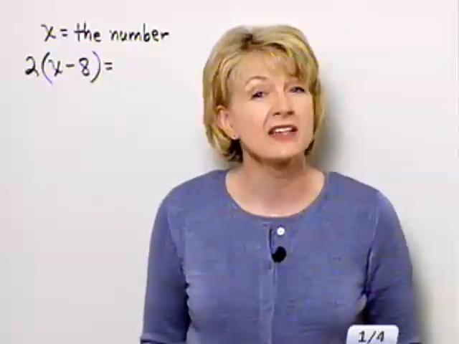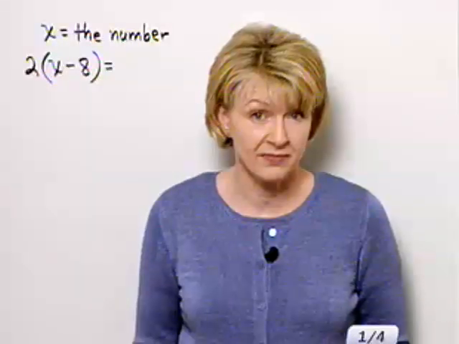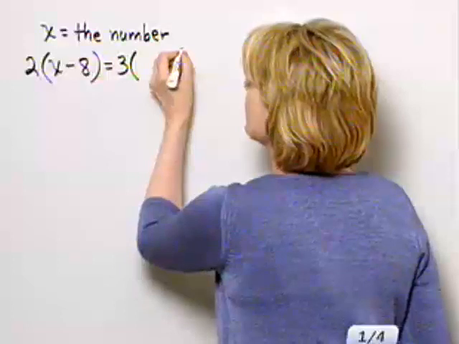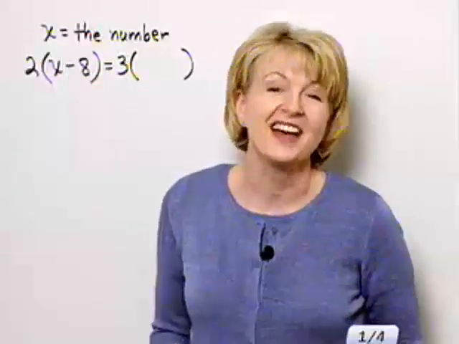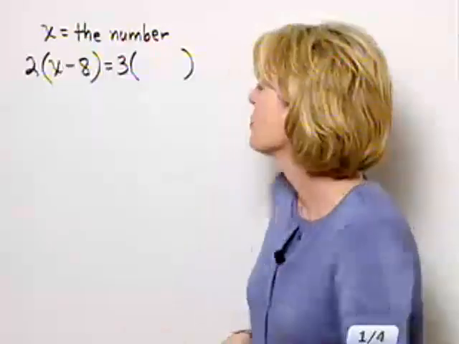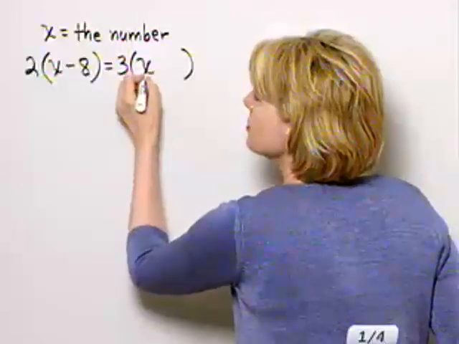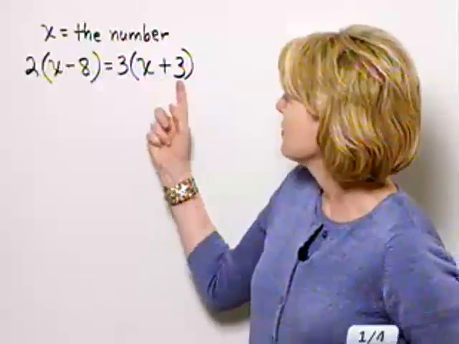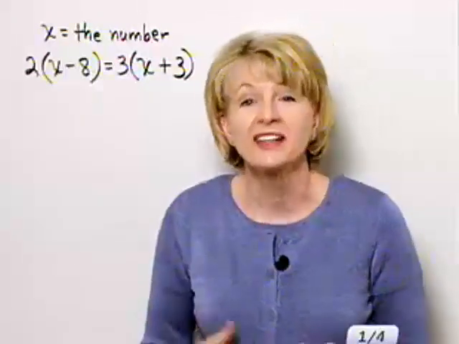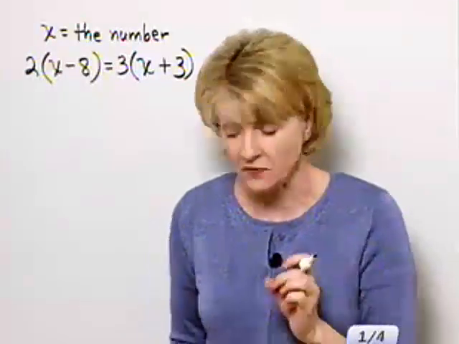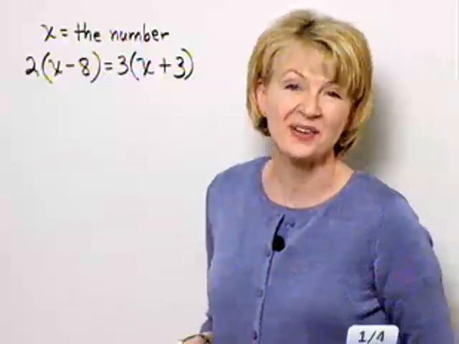and then it's 3 times the sum, and sum means addition, and it's the sum of what? The number and 3. The sum of the number and 3. I've directly translated. Let's now solve this equation to find our unknown number.